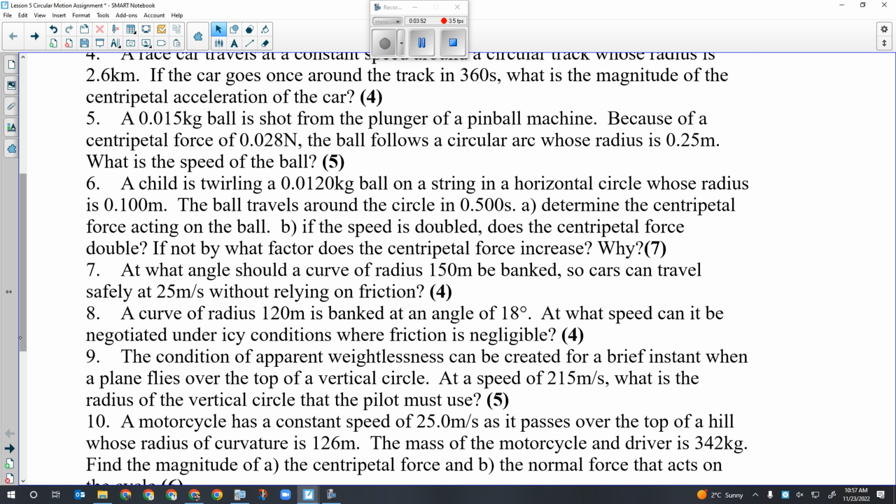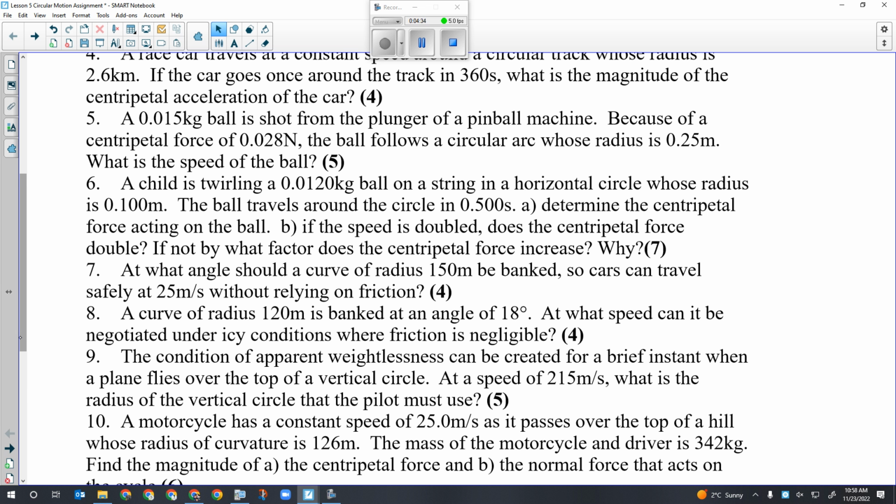Number 6, a child's whirling a ball on a horizontal string. It's like what I was doing up front with the tape, just whirling it above their head in a horizontal circle. They tell you the radius, they tell you the period. They just want the centripetal force, and then there's an explanation question. For part B, if the speed is doubled, does the centripetal force double? If not, by what factor does the centripetal force increase, and why? You don't necessarily have to calculate anything for part B. You can if you want as proof, but I do want an explanation. I don't require the proof if the explanation is good. So you can choose on that one.